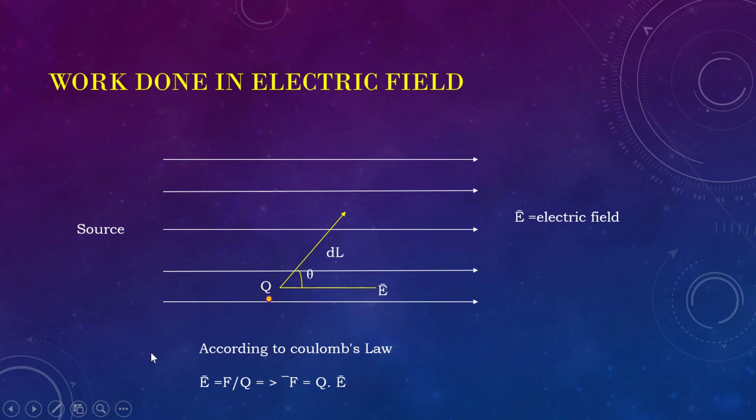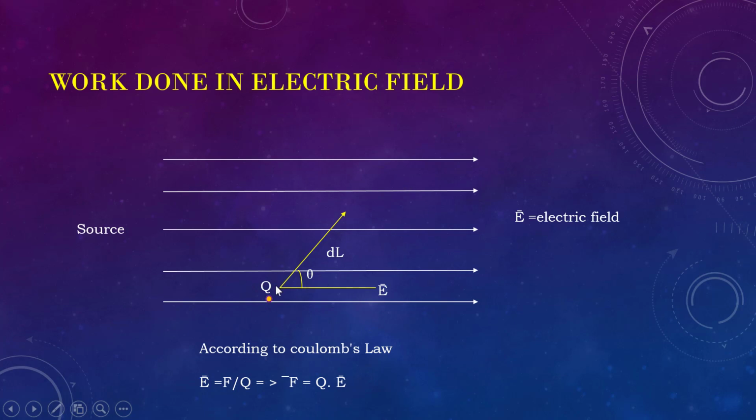Let us first see what we mean by work done in an electric field. Suppose we have a source of electricity which has generated an electric field E bar in this straight line direction. These straight lines show the direction of E bar generated by this source. Now let us consider that a charge Q is present in this field. So the charge Q will experience a force because it is present inside this field.